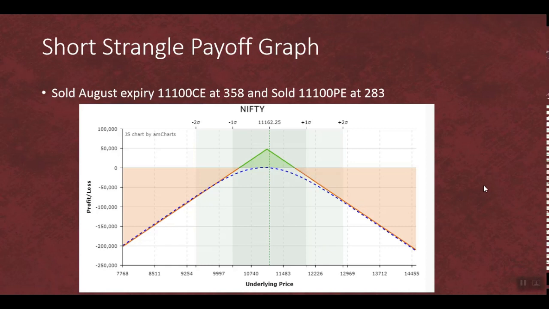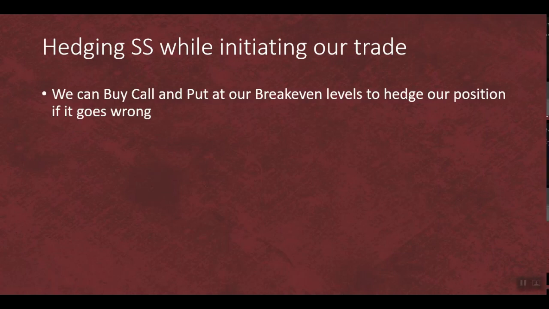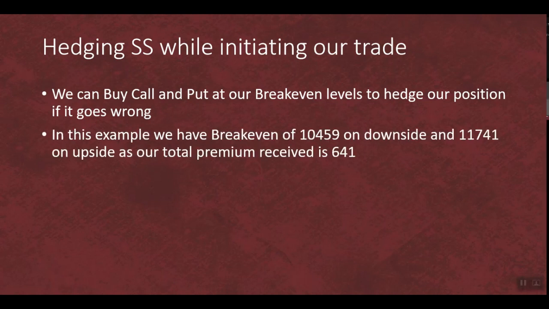Let's enter into the adjustments. First, hedging the short straddle while initiating our trade. We can buy a call and put at our break-even levels to hedge our position if it goes wrong. In this example we have a break-even of 10,459 on the downside and 11,741 on the upside, as our total premium received is 641, calculated from the 11,100 strike.